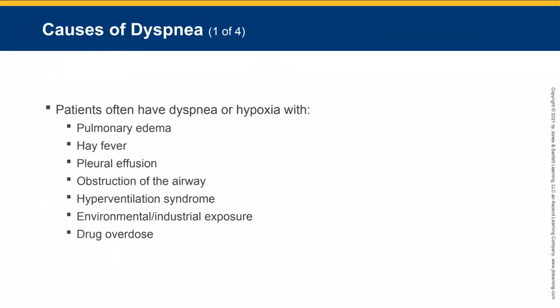Now, causes of dyspnea. Patients often have dyspnea or hypoxia with pulmonary edema. They can have it with hay fever, which is a mild allergic reaction. Pulmonary edema is fluid accumulation in the lungs. They can have pleural effusion, which is a small amount of fluid outside of the lungs. They can have obstruction of the airway, hyperventilation syndrome or panic attack. It can be due to environmental or industrial exposure or drug overdose. So a lot of things can cause dyspnea.